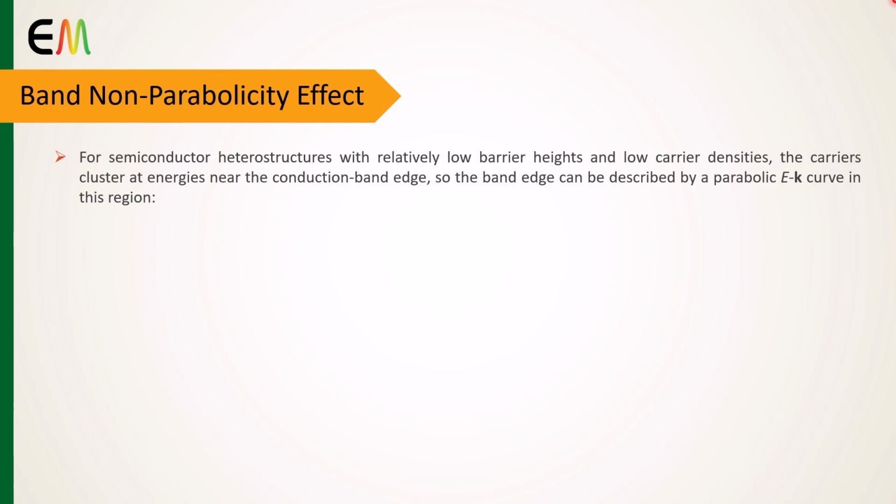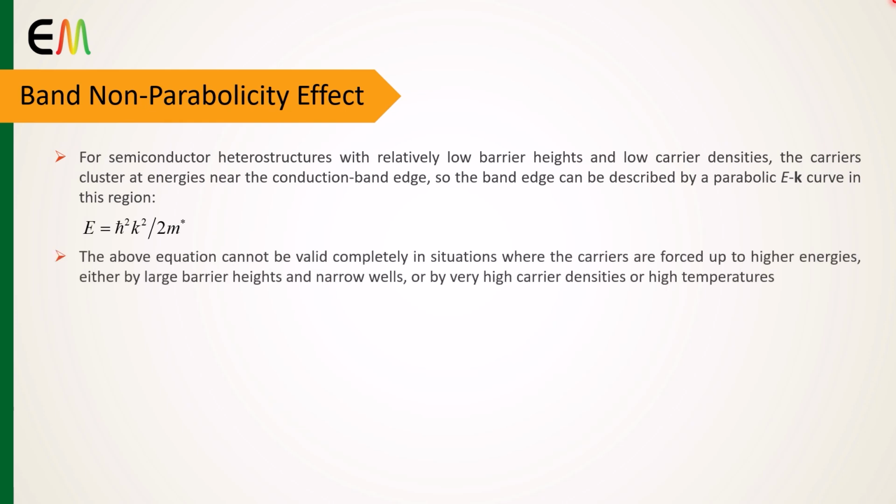In general, for semiconductor heterostructures with relatively low barrier heights and low carrier densities, the carriers cluster at energies near the conduction band edge. For example, within a couple of 100 milli-electron volts compared to a band gap of the order of 1.5 electron volts. In this region, the band edge can be described by a parabolic E-k curve, as shown in this equation.